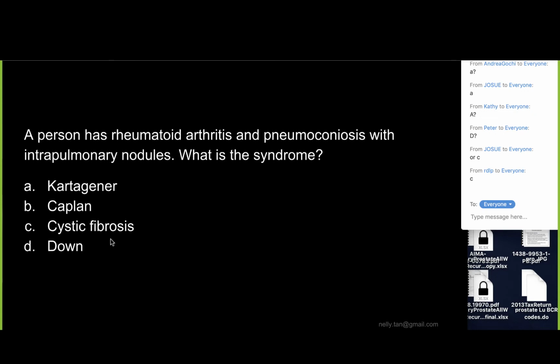Love the interaction. Okay. A person has rheumatoid arthritis and pneumoconiosis with intrapulmonary nodules. What is this syndrome? Cardiac anger, Kaplan, cystic fibrosis, Down syndrome. Rheumatoid arthritis, pneumoconiosis, and pulmonary nodules. Any guesses? A, cardiac anger. Okay. Any other guesses? Everyone thinks it's A? Never heard it, or A or B. Okay. Cardiac anger or Kaplan. This one's coming out of First Aid.